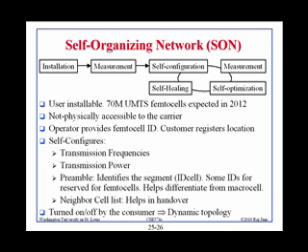So there is a lot of talk about self-organizing networks, and this is what we are applying here to our cell phones. So, user installable: 70 million UMTS femtocells are expected to be sold in the year 2012. So this is supposed to be really popular.